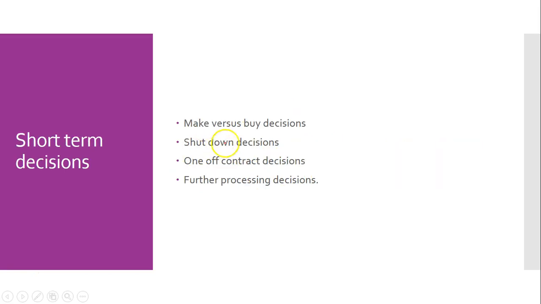Okay, so we're going to be looking at make versus buy decisions. Do we make something in-house or do we buy from outside? And when we do that, we disregard fixed costs. We're going to talk about shutdown decisions. We're going to talk about one-off contracts and further processing decisions.